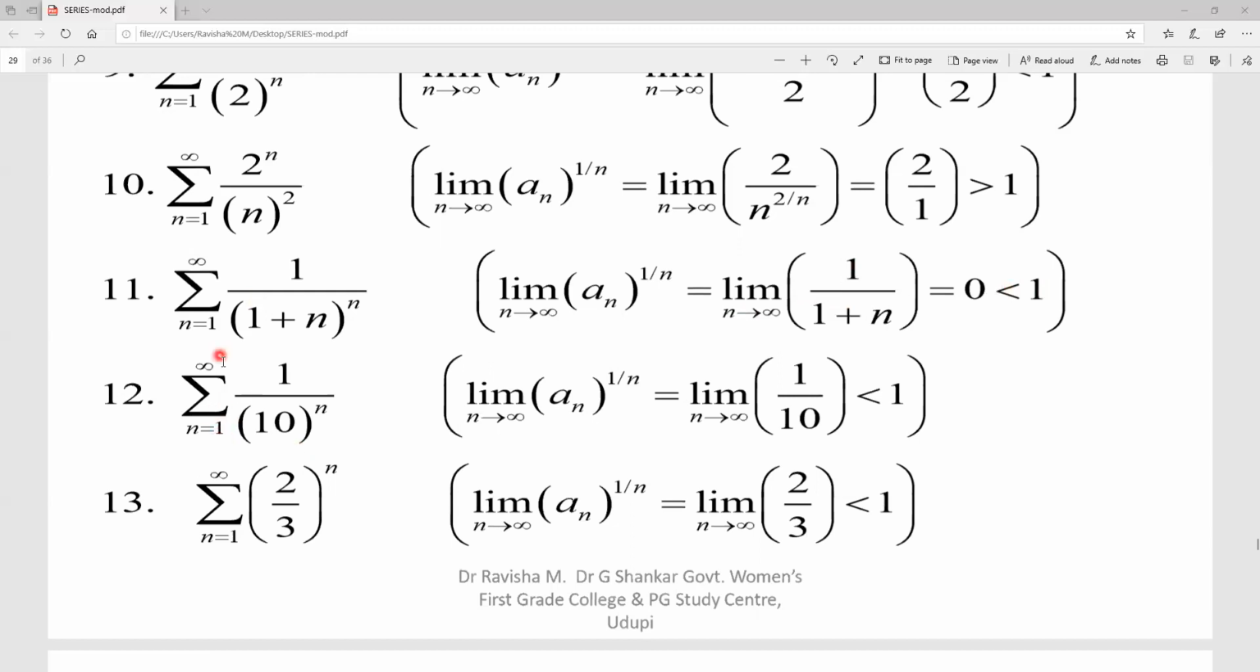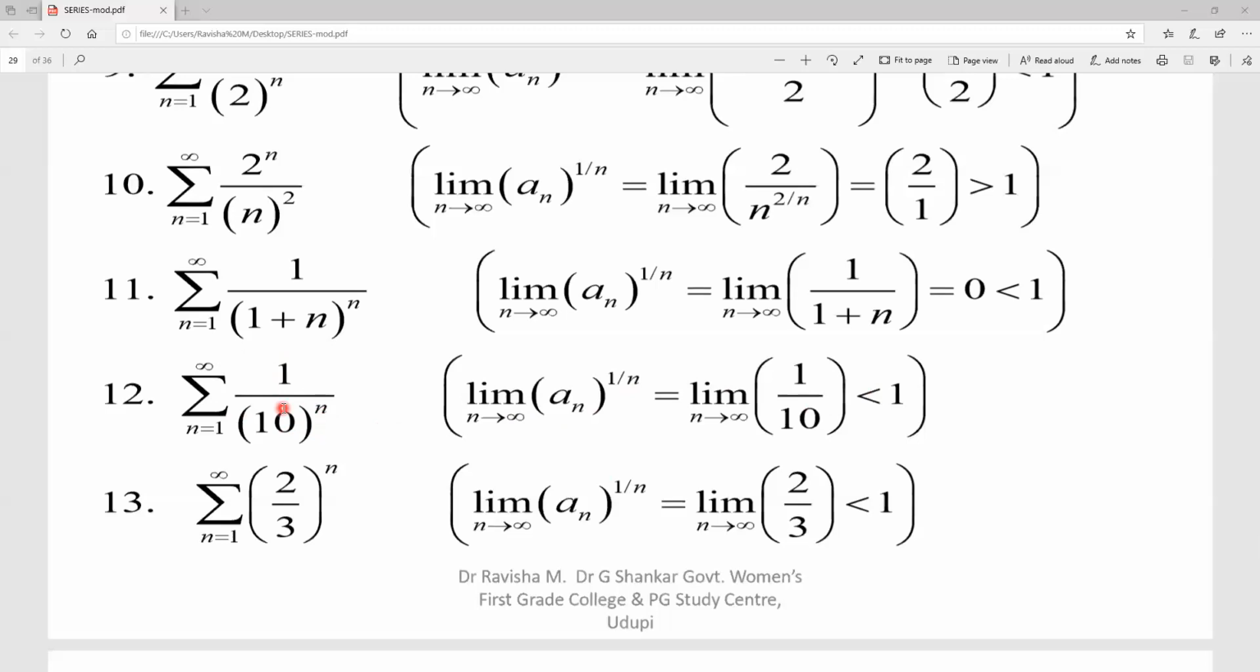Sum from n equals 1 to infinity of 1 by 10 power n. Again this series has the power n, so here you can apply the root test. You can even apply the geometric series, because this is a geometric series with ratio r equal to 1 by 10, which is less than 1. So this series is convergent. Otherwise you can apply the root test here: (1 by 10 to the power of n) whole power 1 by n get cancelled in the power, so 1 by 10 is less than 1. So this series is convergent by the root test.